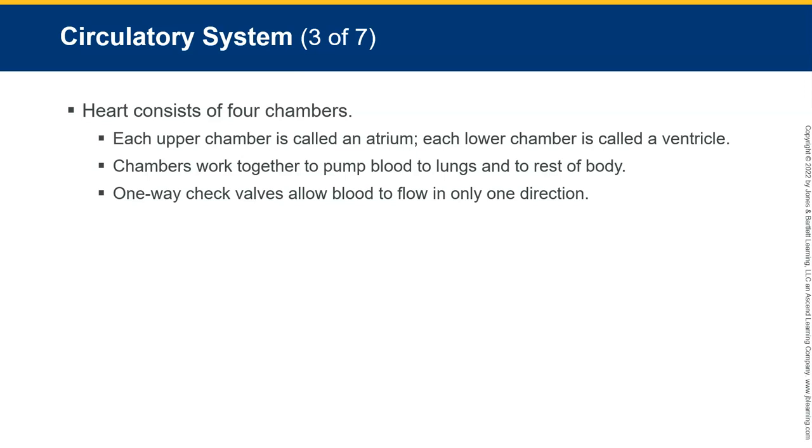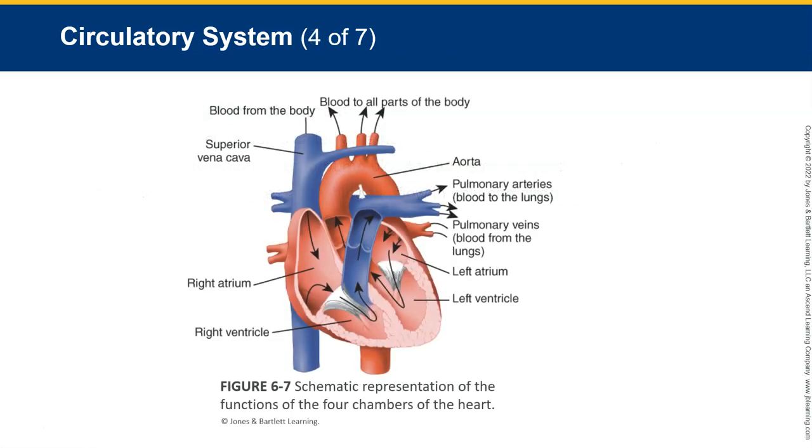Now within there, we have these one-way check valves in the heart and the veins, which allow blood to flow in only one direction. You can imagine it would not be a good thing if blood were allowed to go in both directions. Before it ever became reoxygenated, it could go backwards, and that would cause us a real big problem. So those valves cause that not to happen.